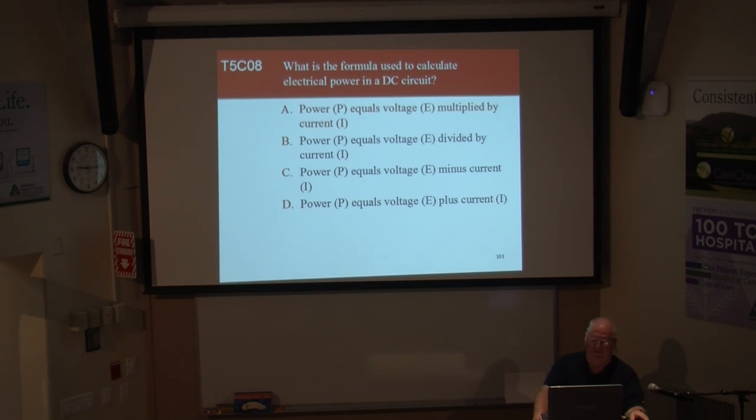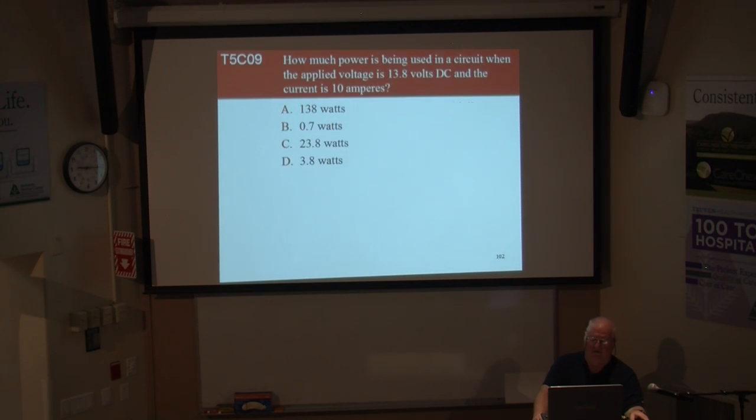There you go. Power equals voltage times the current. How much power is being used in a circuit when the applied voltage is 13.8 volts DC and the current is 10 amps? Yeah, you remembered that red print, didn't you?